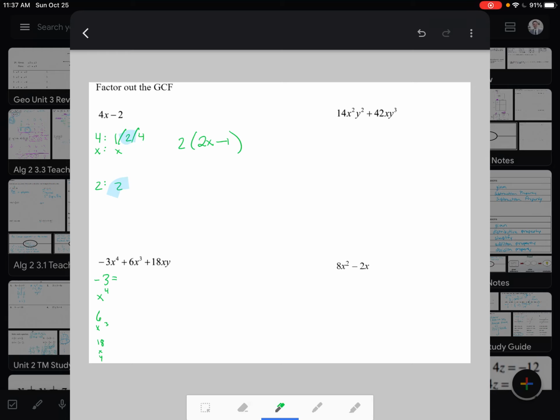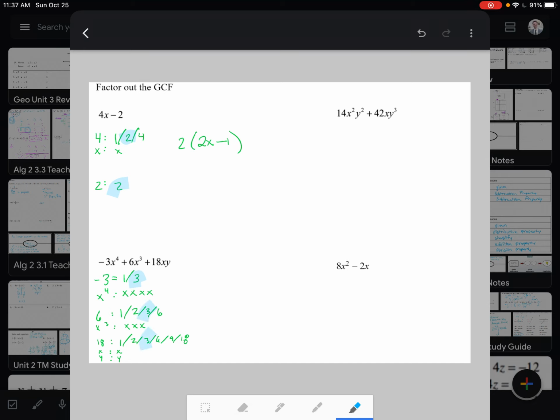So the negative 3 is just for our factors here, just 1 and 3. X, we have 1, 2, 3, 4 x's that make it up. For the 2, we have 1, 2, 3, and 6, and then 3 x's. And then for the 18, again, breaking this down into each individual section, listing out all of our factors. For the x is just an x, for the y is just a y. So what can we see that all of these terms have in common?